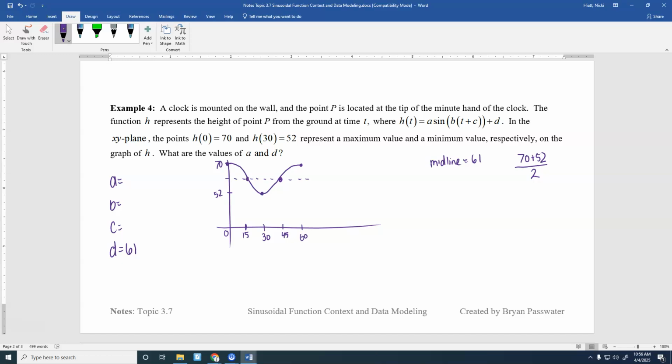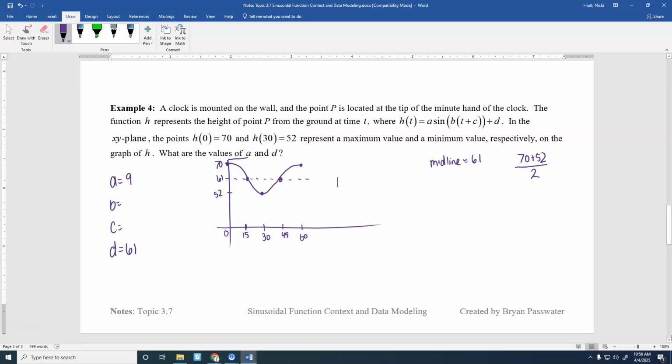The easiest thing to have done would be to use which function? Cosine. But did they use cosine? No, because obviously they don't like to do things the easy way. Because if this was cosine, we would not have to shift it left or right at all. Let's go ahead and do A first, though. What is A going to be? 9, right? Because 70 minus 61, or 61 minus 52, those will both give you 9.